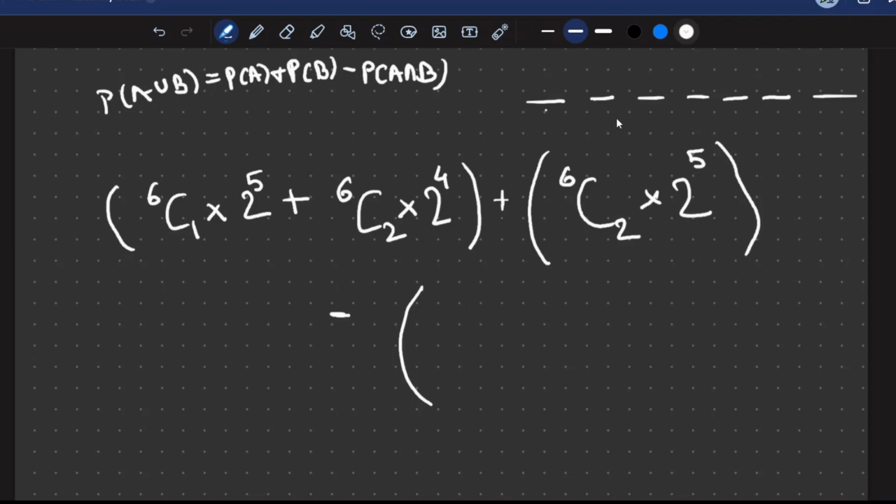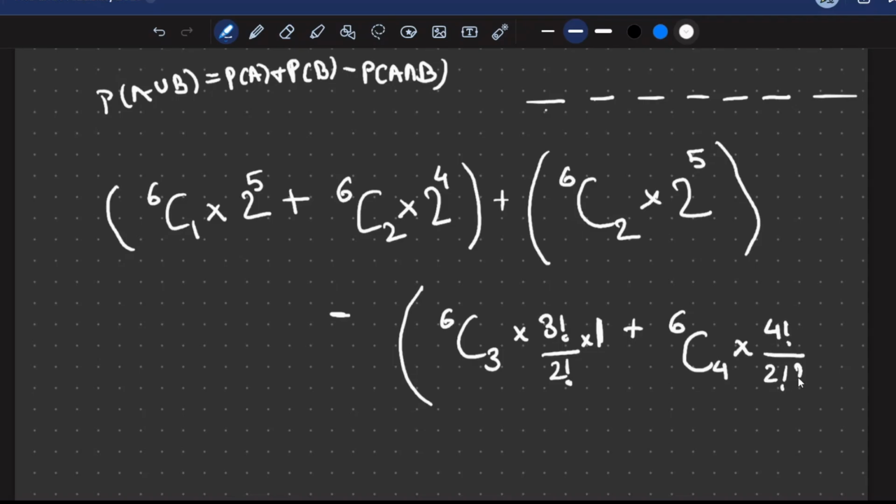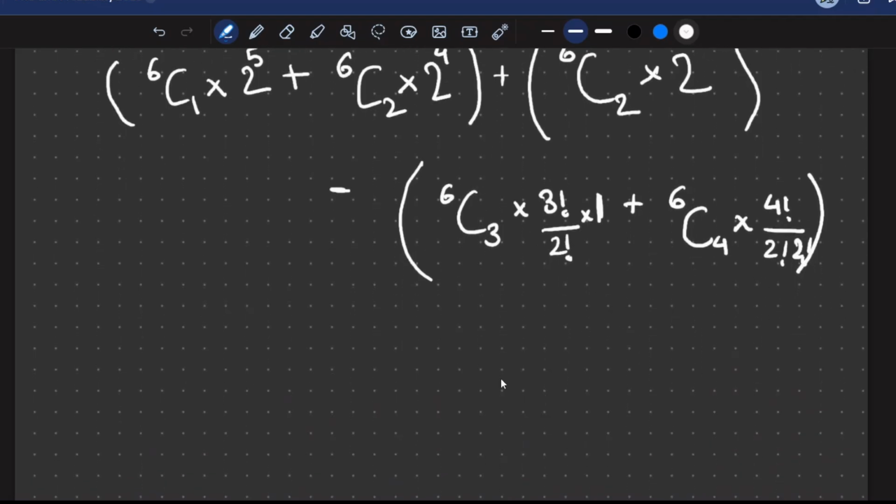So of the remaining 6 spaces, I need to choose any 3 spaces and arrange 2 zeros and 1 one, and the rest would be filled with 2 only, so one way, plus number starting with 2. So 6C4 times, like any 4 spaces where we have to accommodate 0 and 1, and then it will be 4 factorial by 2 factorial 2 factorial as 2 zeros 2 ones are identical objects. Okay, now let us calculate.